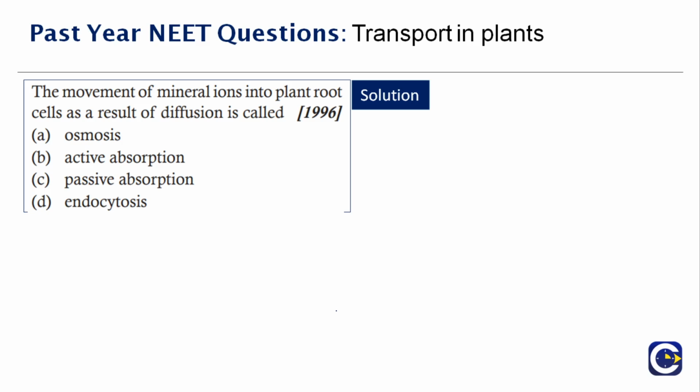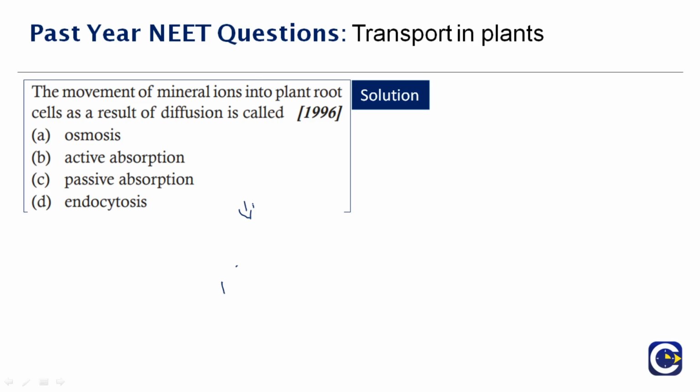What is osmosis? Osmosis is a movement of solvent particles from a region of lower solute concentration to a region of higher solute concentration through a selectively permeable membrane. Now active absorption involves ATP molecules. It uses the involvement of ATP molecules. Now what do you mean by passive absorption? I told you that active transport requires the usage of ATP molecules.